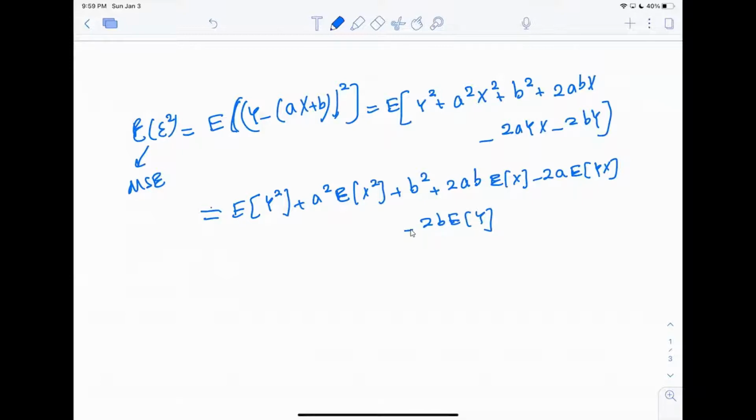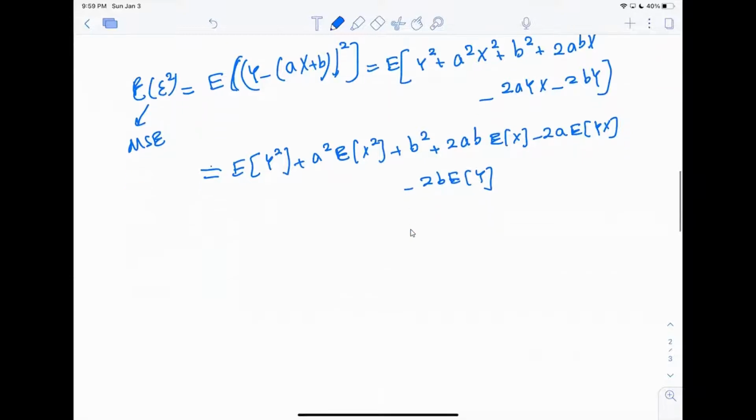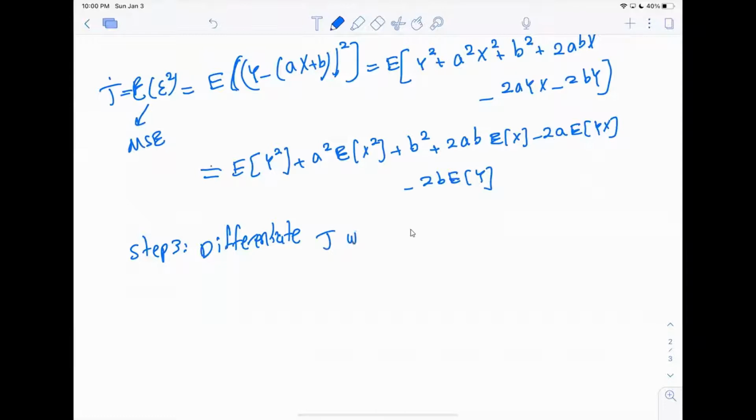Good. Let's move on to step 3 here. Differentiate. Let's call this one J, as a convention for an objective function. Differentiate J with respect to a and b, and set it to 0. Let's do it right now.